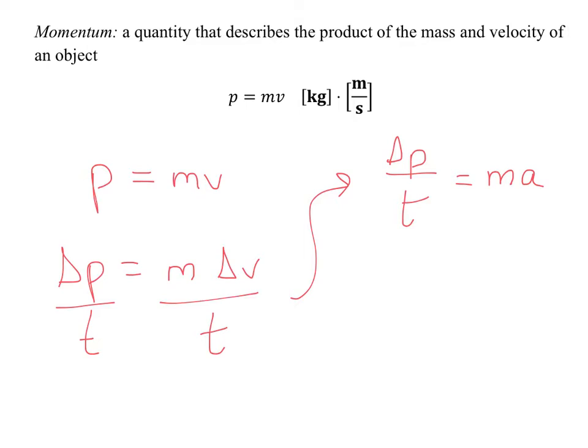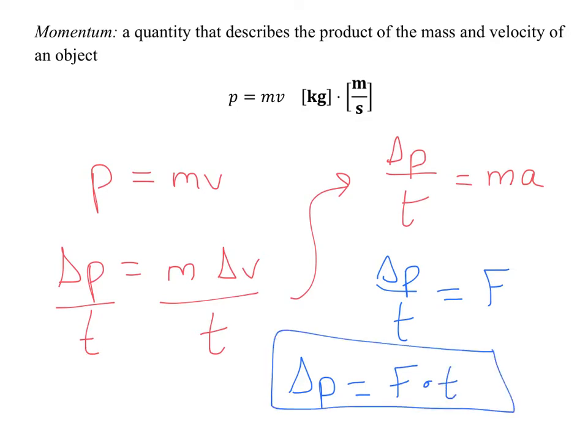But what else can I substitute in now? Force. Yes, very good, Jake. Way to go. Delta P over T is really equal to force now, because force equals mass times acceleration. So if we want to, what we can do now is multiply both sides by T, and what we get as a result is delta P equals F times T.